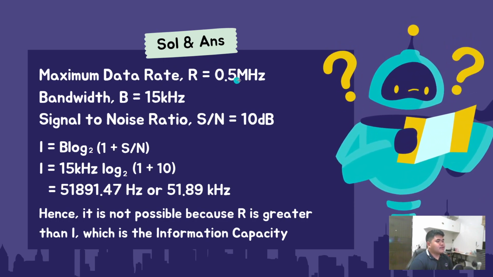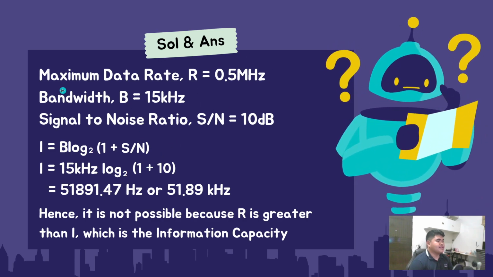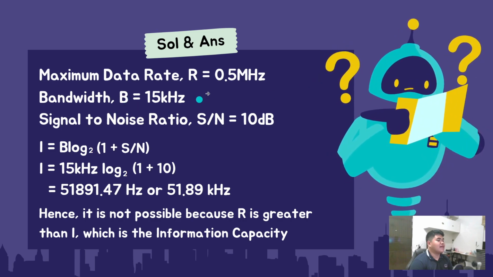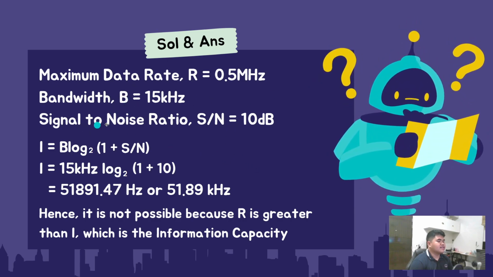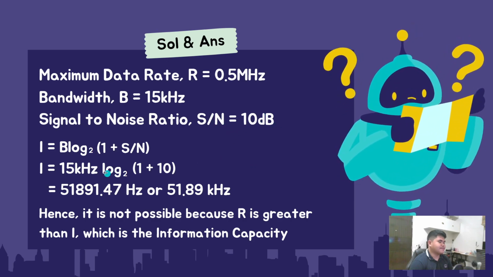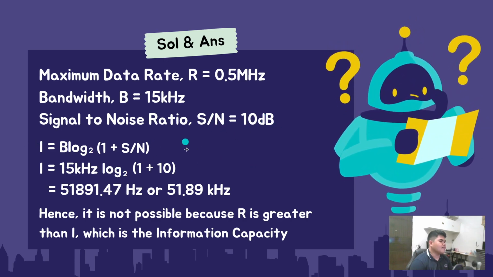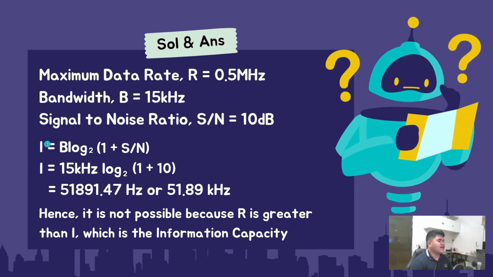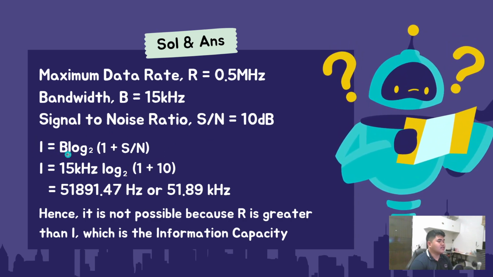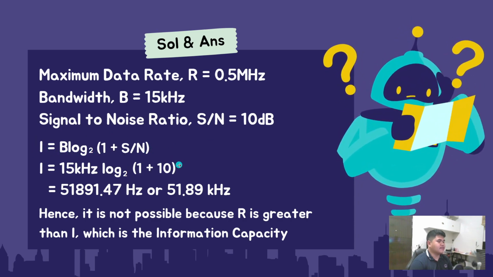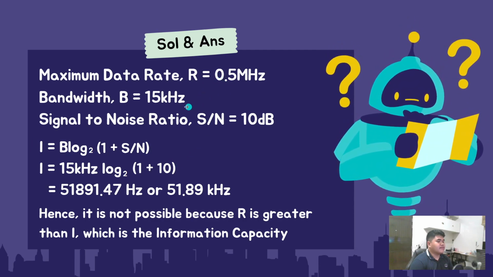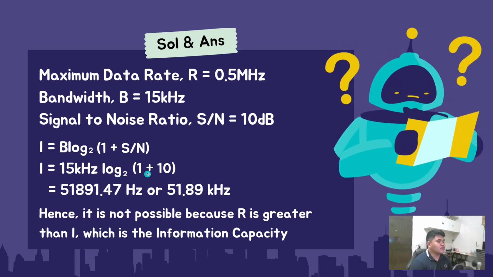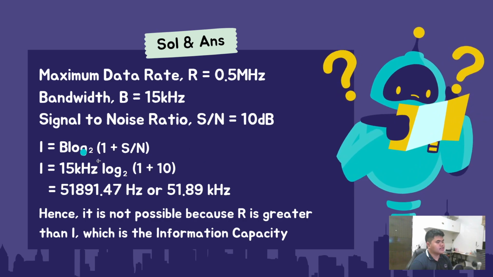We first have to list down the given values, which is the maximum data rate, which is 0.5 MHz or 500 kHz, bandwidth, which is 15 kHz, and a signal-to-noise ratio of 10 decibels. As you can see, to solve for the answer, we first have to place the formula, which is I equals B log base 2 of 1 plus S over N. We then plug in the values, which equates to I equals 15 kilohertz times log base 2 of 1 plus 10, and then we solve for this.